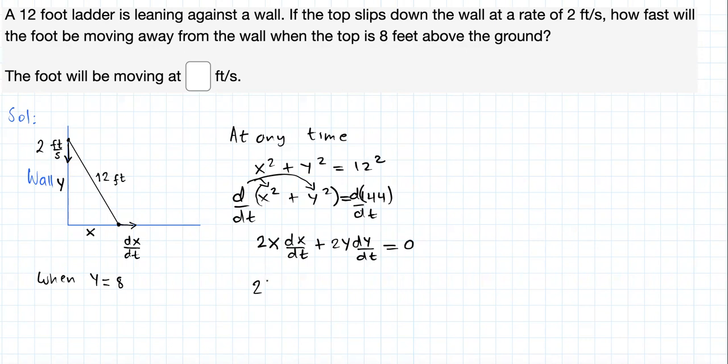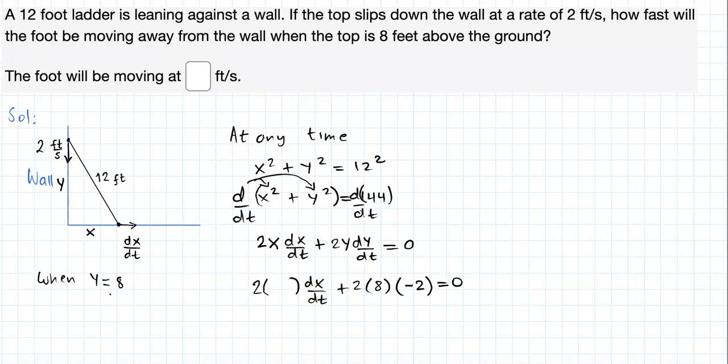Twice x here, x I don't have, I'm gonna leave a space here. Dx dt is precisely what we will find out, right? Plus twice y. Y we have is 8 feet, right? 8. dy dt. dy dt is given by 2 feet per second, but since y is decreasing over time, this rate must be negative, right? Negative 2 feet per second. So be careful there with the sign. All that equal to 0.